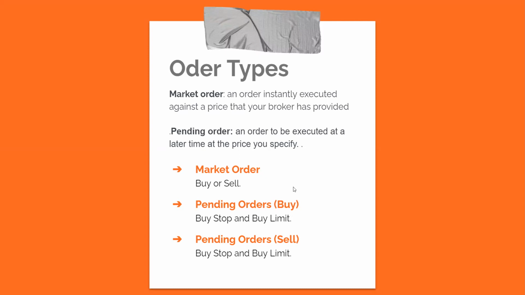Then you have pending orders, and then the pending orders for buy and sell types. So let's start with the buy, which is your buy stop, and then you also have a buy limit. And then for your pending order sells, I'm sorry, I have that wrong there, but that should be your sell stop and then your sell limit, okay? Moving on.